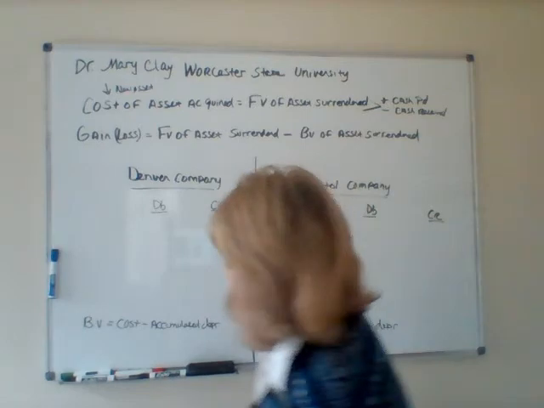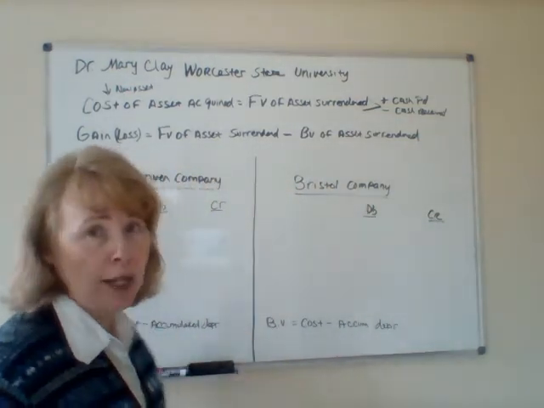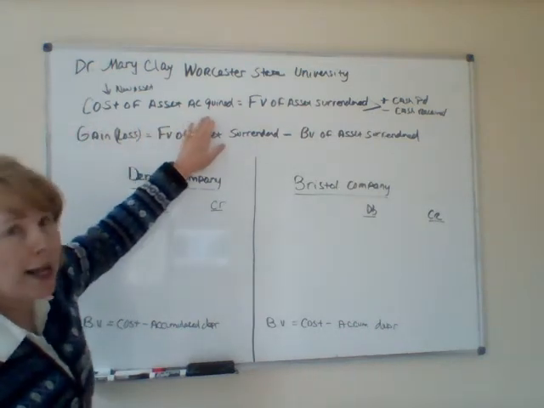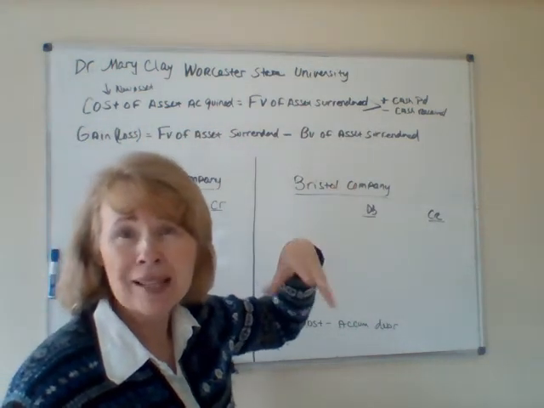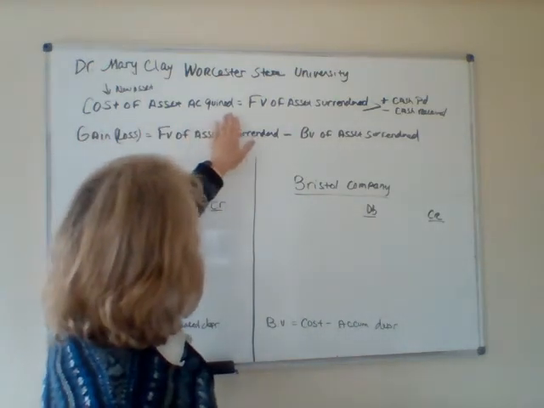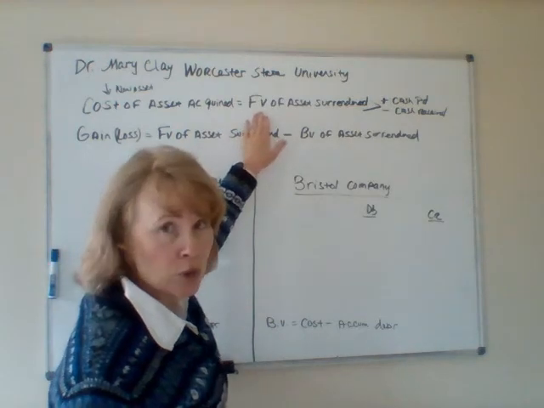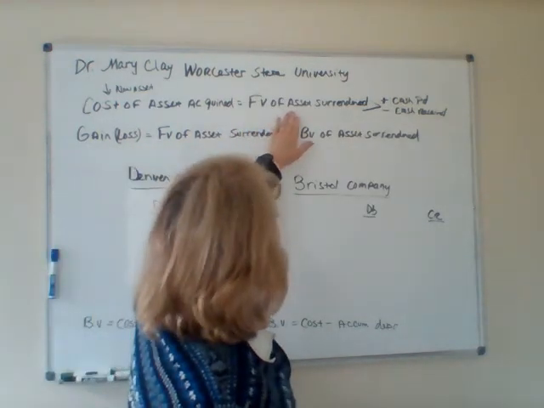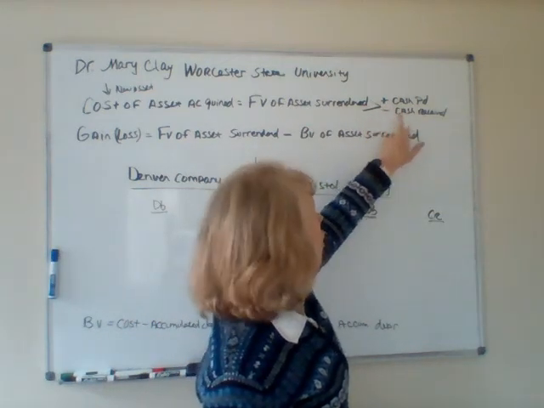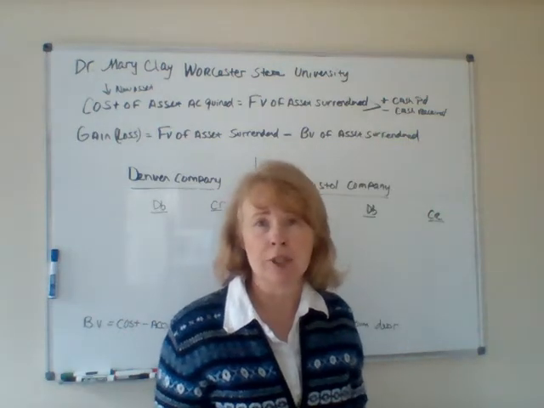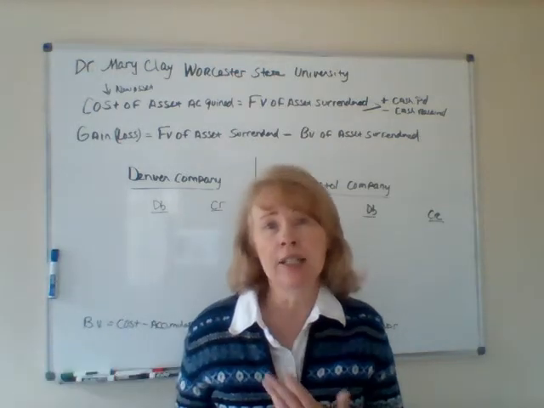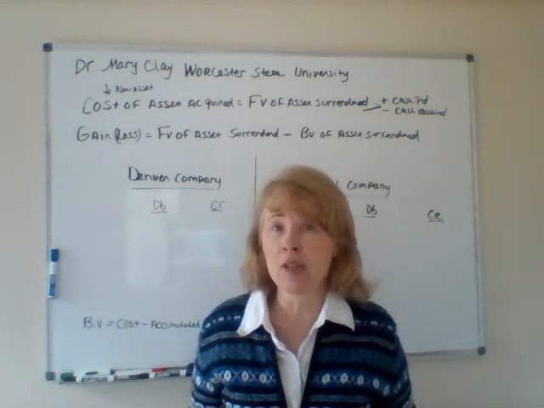Let me step back, get this in your notes right now before we begin. The cost of the asset acquired, so this is basically the cost of the new asset, equals the fair value, the fair market value, of the asset surrendered, plus cash paid or minus cash received. So one party will be paying cash, one party will be receiving cash. That's if cash is involved.